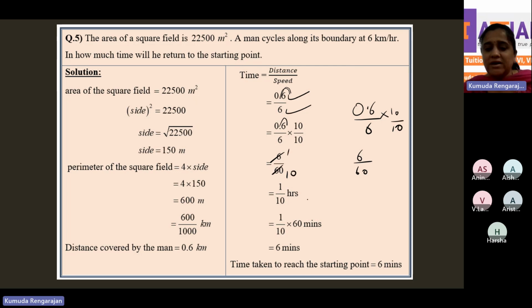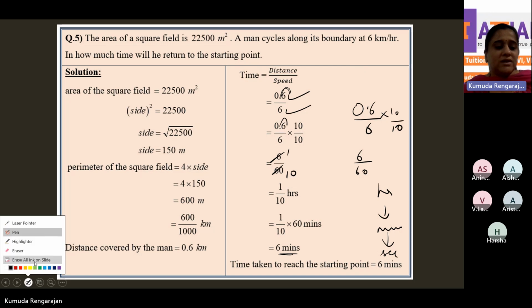So what is 1/10 of an hour? 1 by 10 into 6. When you multiply by 60, it's converted from hours to minutes. Further, if you want to convert it to seconds, multiply by another 60. So I multiplied by 60 and I got 6 minutes. That's easy to understand. If the answer is not easy to understand, then convert it to seconds by multiplying by 60 again. But this is understood, right? 6 minutes. Yeah, please write down now.